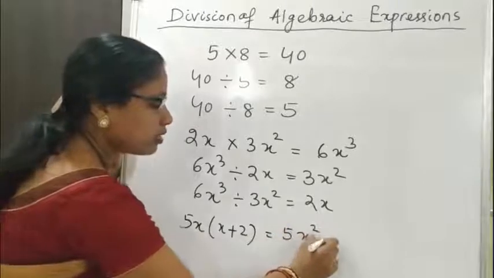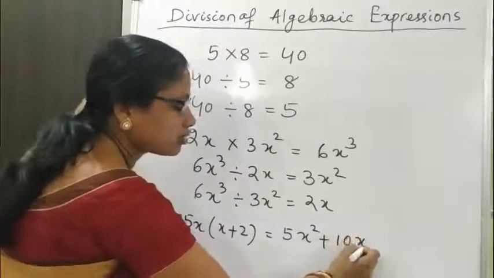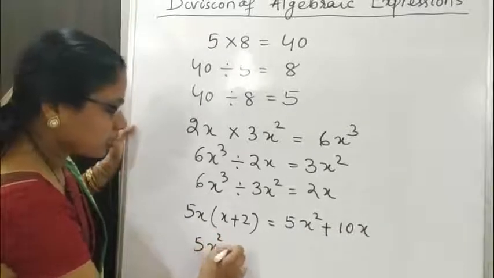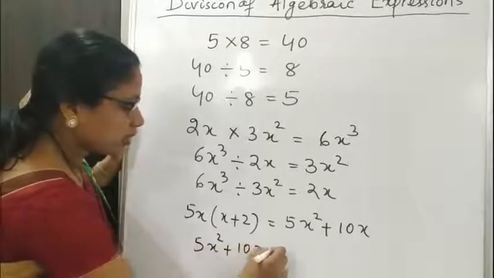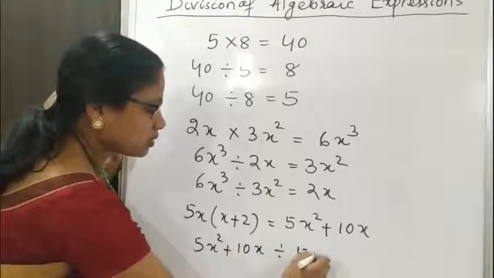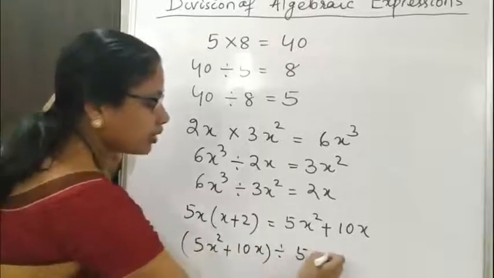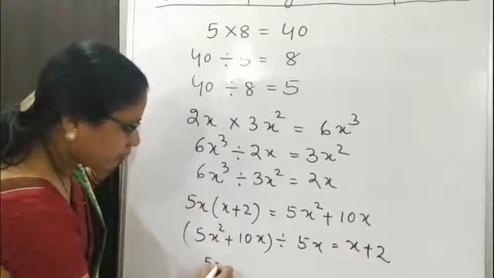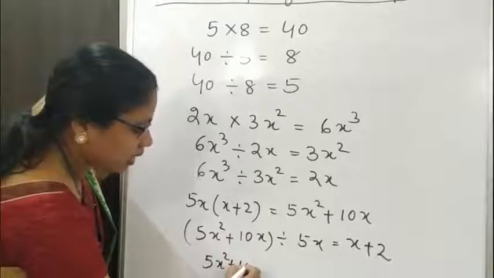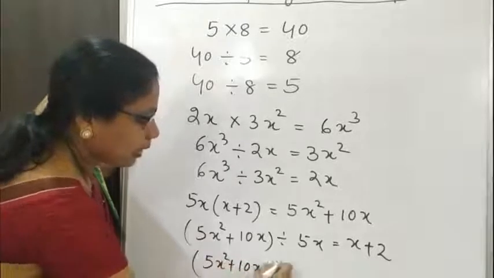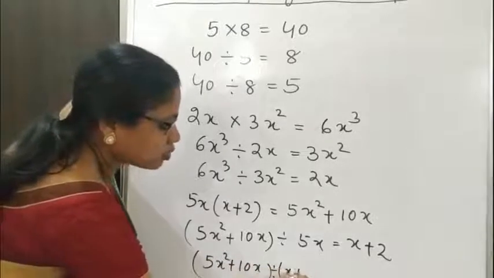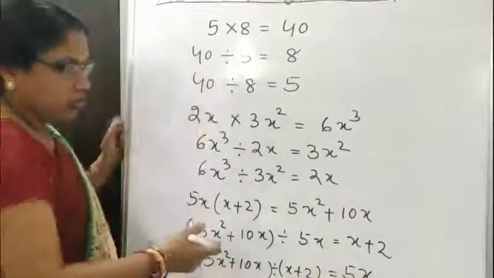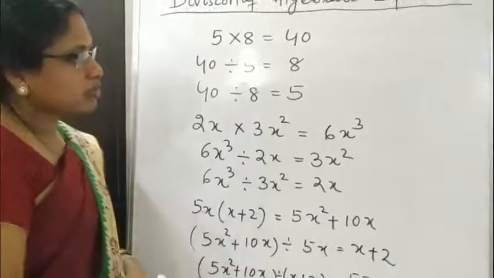For another example, let us take 5x whole into x plus 2 is equal to 5x square plus 10x. Reversely, if we divide 5x square plus 10x by 5x, we will get x plus 2. Or if we divide 5x square plus 10x by x plus 2, we will get 5x. So these are the examples of division.